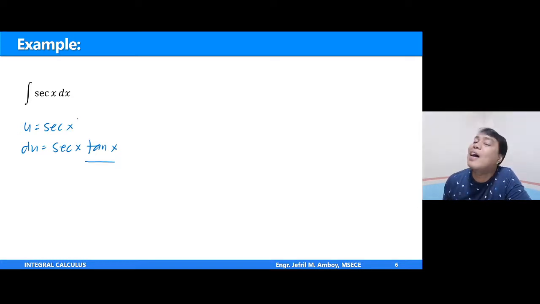Okay? So, another technique that is often used in integrating is multiplication by 1. We multiply the given by a certain expression which is equal to 1. Now, we know what 1 is, right? What is 1? It could be x over x.